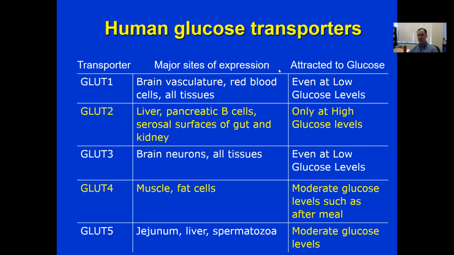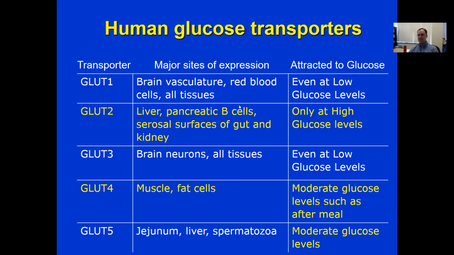what level of glucose there needs to be in the body for these GLUT transporters to be activated and turned on. Well, you'll notice that some, such as GLUT1 in the brain, are going to be activated even at low glucose levels. Contrast that with, let's say, GLUT2 located in the liver and some other cells. They're only going to be activated when glucose levels are high. We have GLUT4, which we talked about, in the muscle, which is going to be activated when glucose levels are moderate.